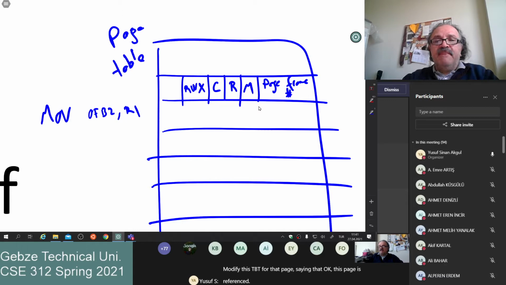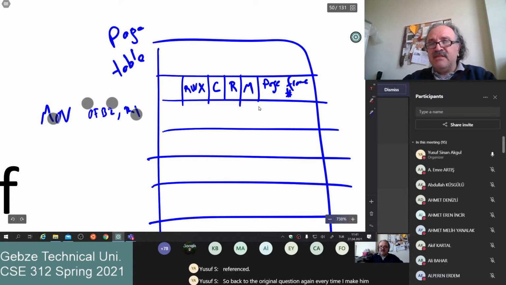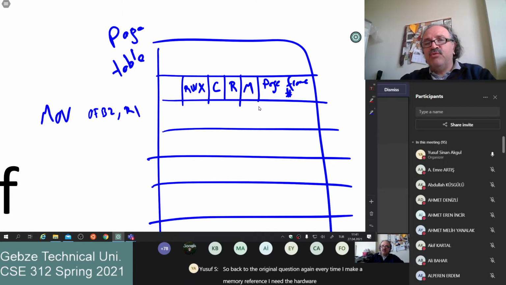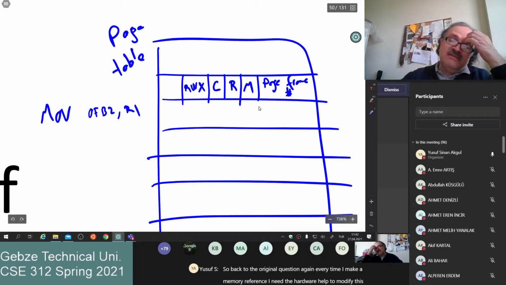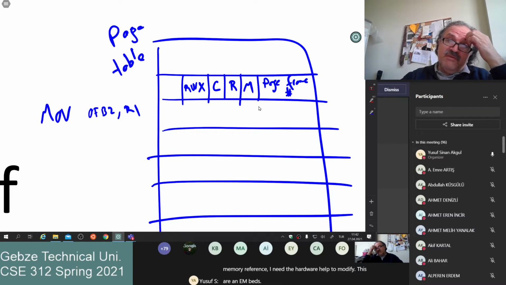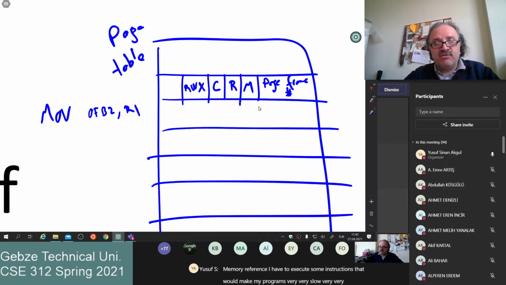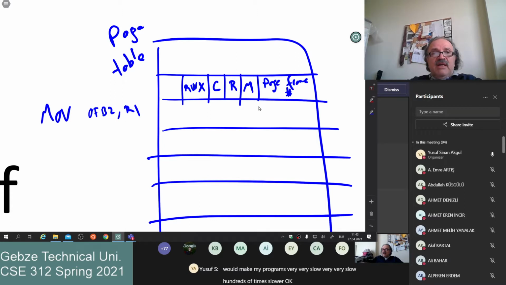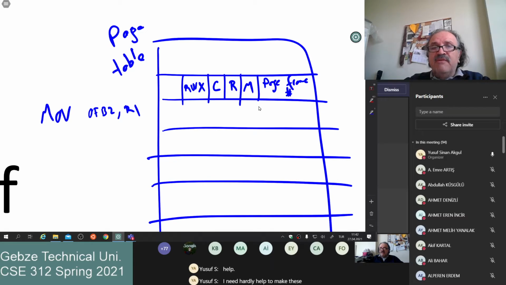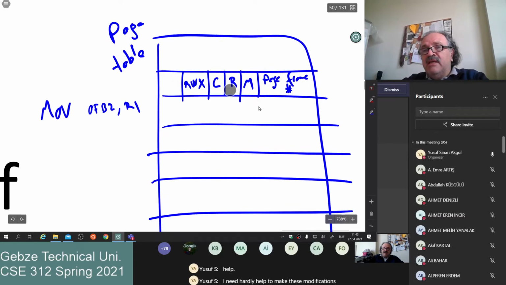Back to the original question again. Every time I make a memory reference, I need the hardware help to modify these R and M bits. Because if I modified this page table myself using software instructions, then after every memory reference I would have to execute some instructions, which would make my programs very, very slow, hundreds of times slower. That's why I need hardware help to make these modifications for my R and M bits.